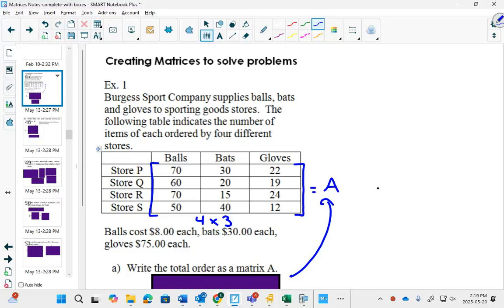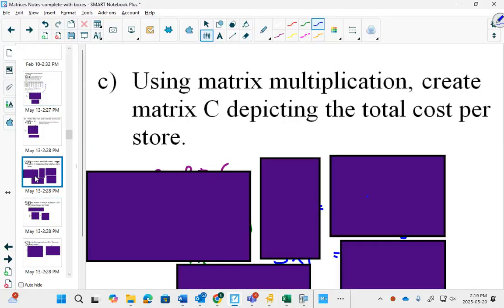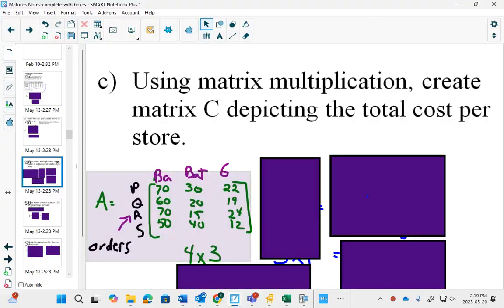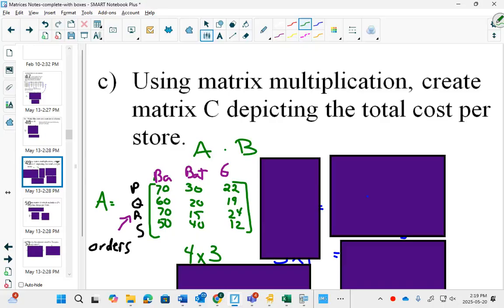And then would I ever, in a question, would I ever do this? No, I would just write A times B, because that's way quicker than writing all of this down.